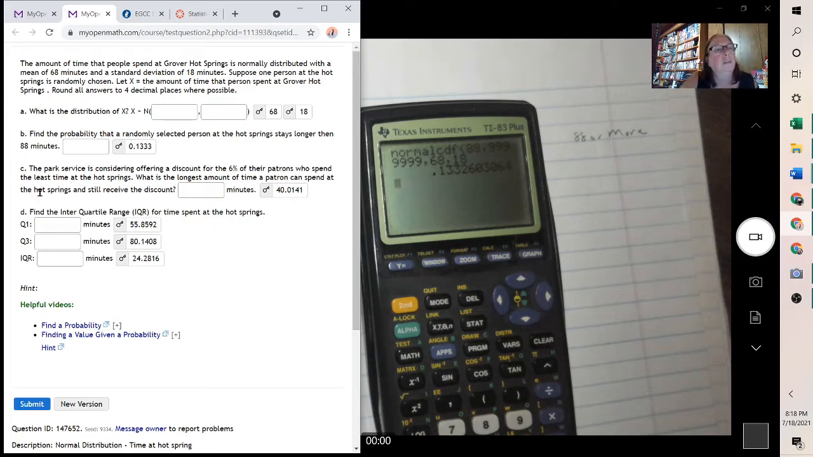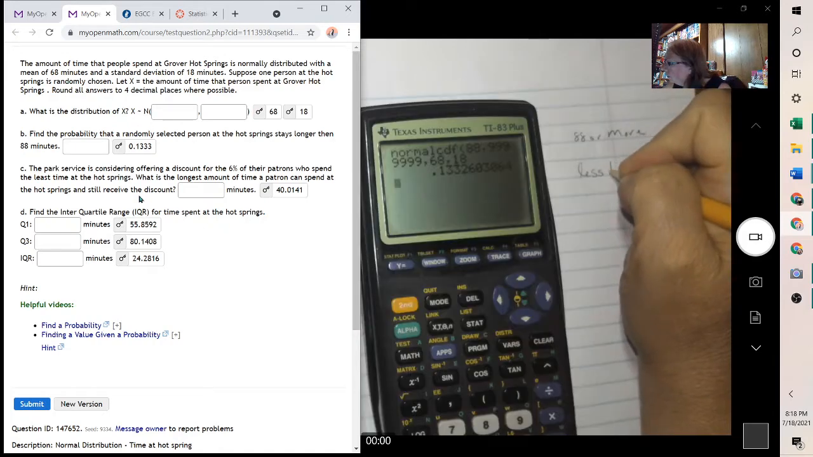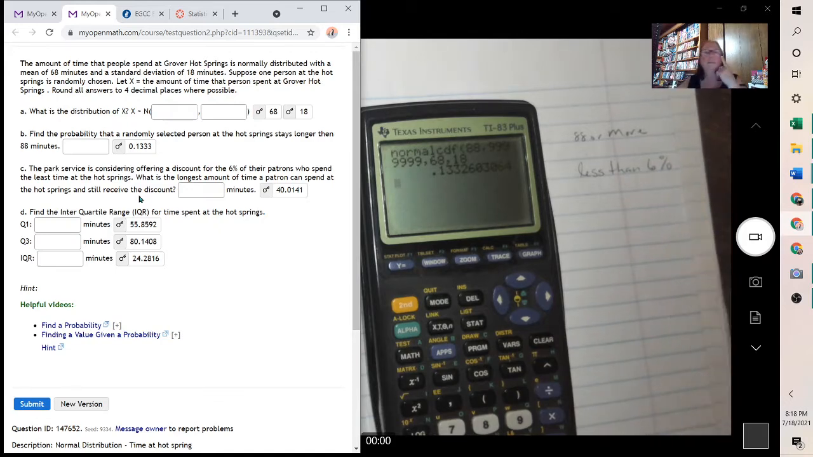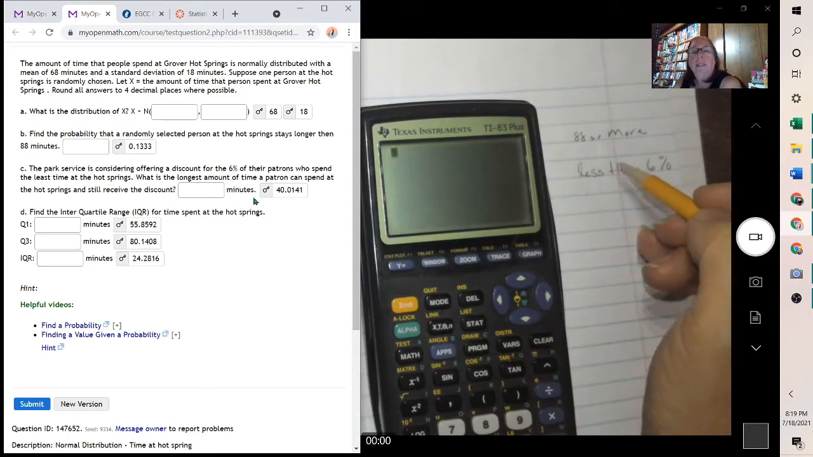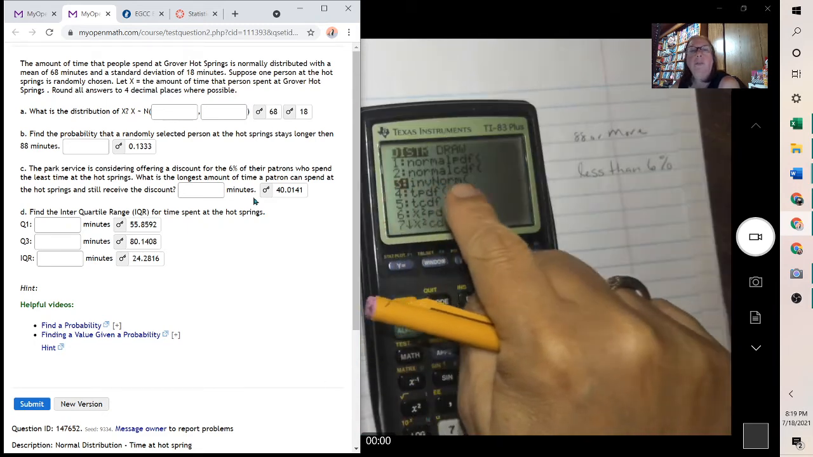Looking at the next one, if the Park Service is considering offering a discount for the 6% of the patrons who spend the least amount of time. So it's saying less than 6%. Here we're finding the opposite. We're finding the number rather than the percent. This one we found the percent. This one we're finding the number. So instead we want to use the third one, inverse norm.